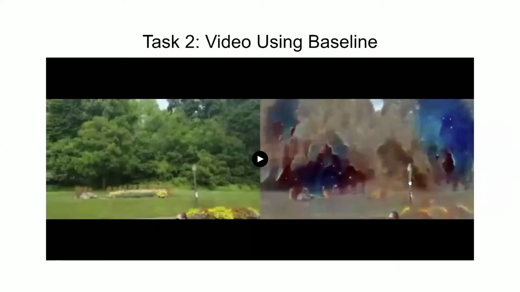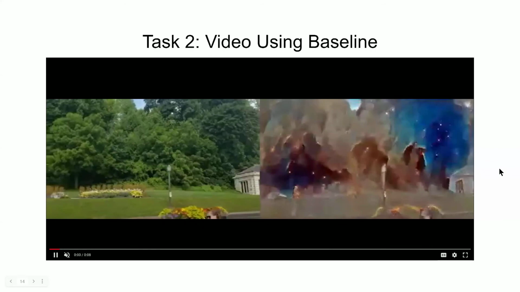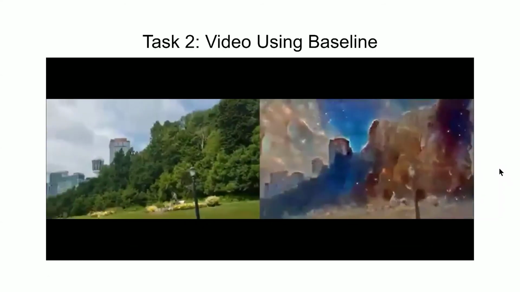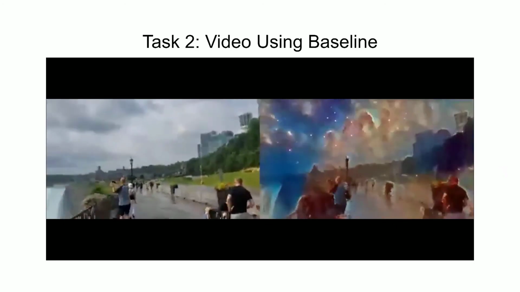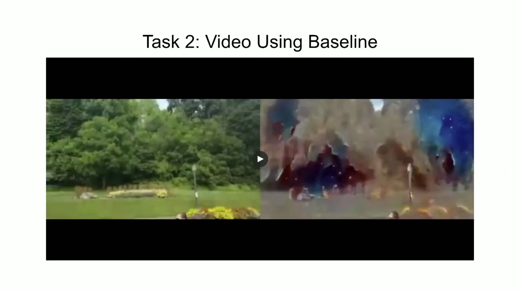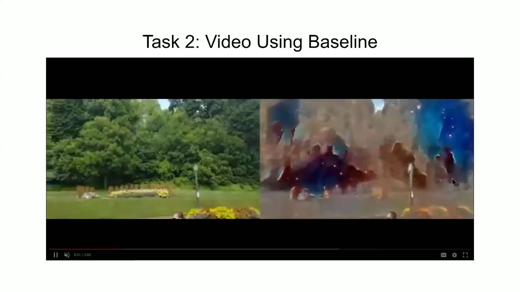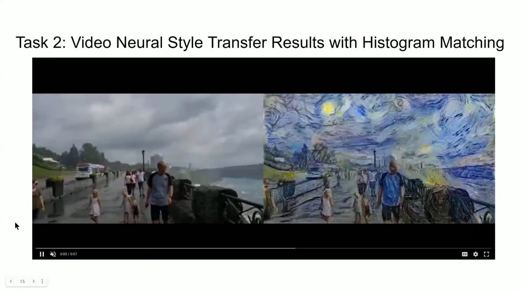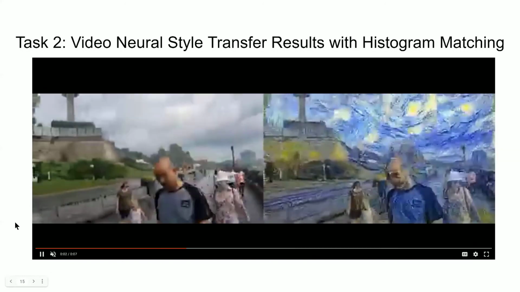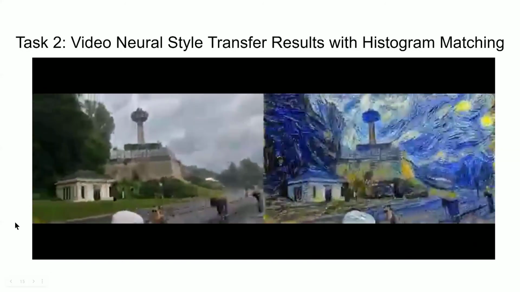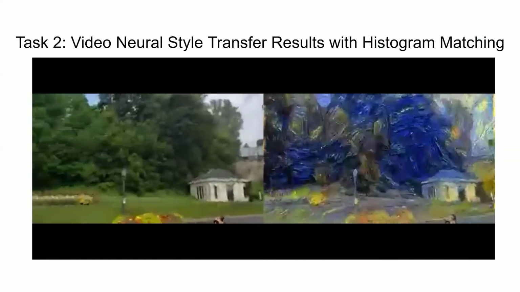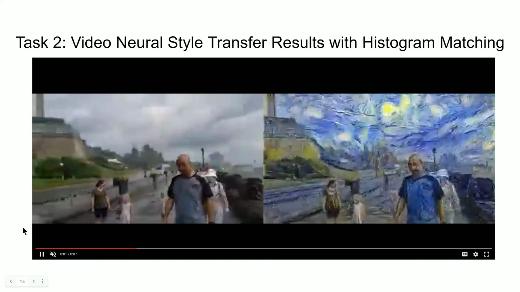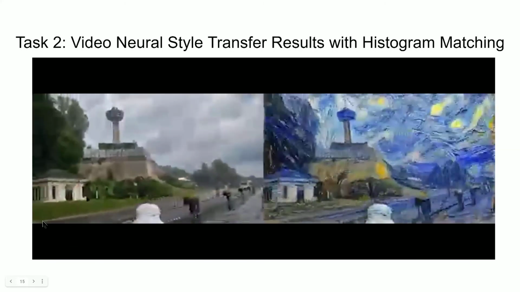This video uses a standard VGG model to style the video frame by frame. The image on the right is the stylized image, whereas the image on the left is the original image. The style image used is a painting, Pillars of Creation. This video shows neural style transfer using the same VGG model, however with histogram matching. You can see that the colors are a bit more representative of the original content image. Again, the original video is to the left, whereas the stylized video is to the right.